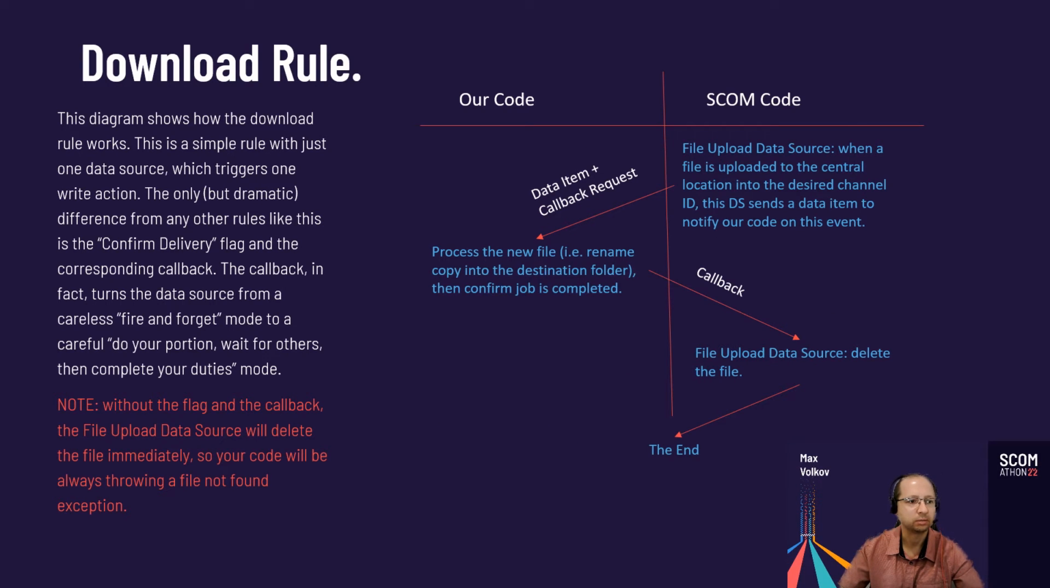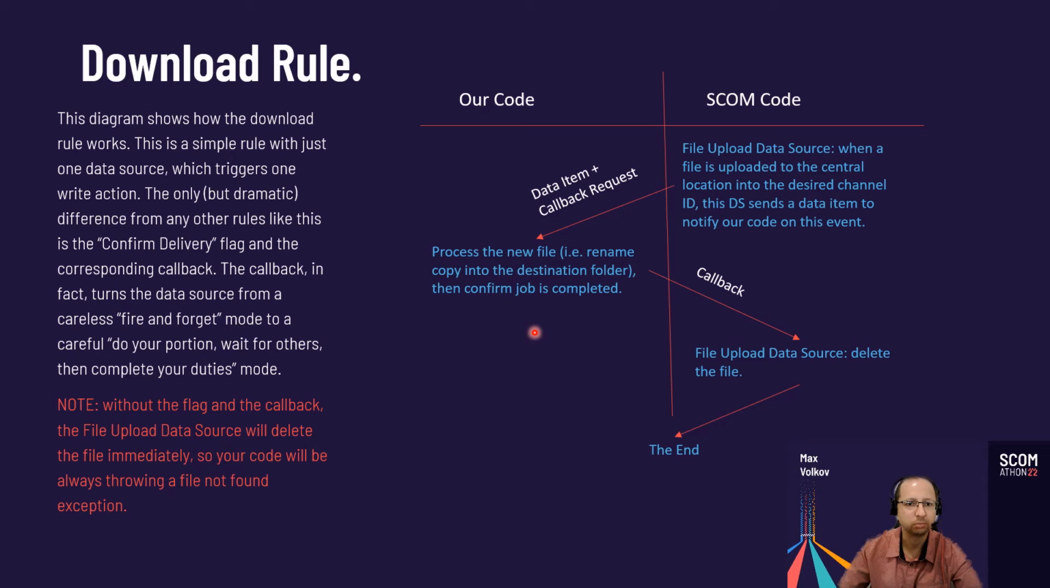So this is our second rule. The first rule was sending files, this one receiving them, so I call it download rule. That begins at SCOM side with file upload data source. When a file is uploaded into our channel, it generates a data item with original file name and temporary location for the downloaded file. And that data item, with complete callback request, is sent to our code. So we can process the file.